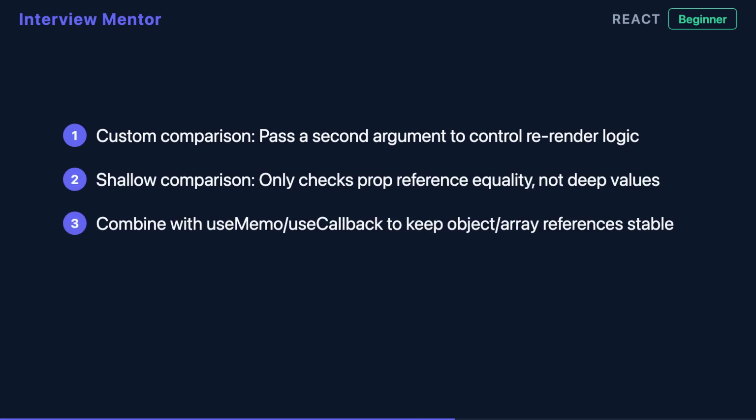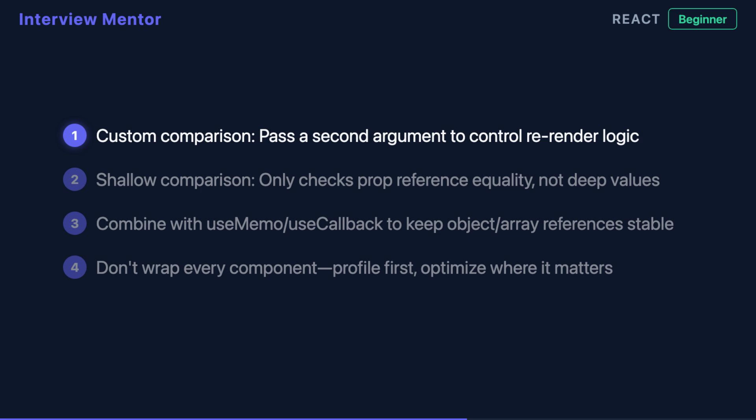Two advanced features to know. First, you can pass a custom comparison function as the second argument to control exactly when your component should re-render. Second, be careful with object and array props. Since shallow comparison checks references, a new object or array will always trigger a re-render, even if the contents are identical. Combine memo with useMemo or useCallback to keep references stable.